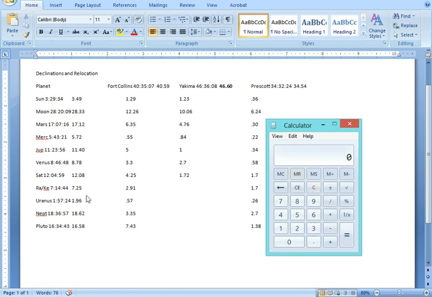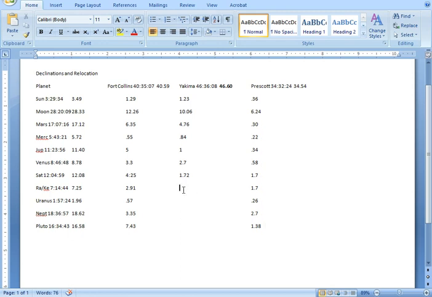Rahu and Ketu are always the same. They're at 7.25. So we go about 6 times. Let's see what we get. We'll get 43.5. So that means 3.1 degrees away from exact.